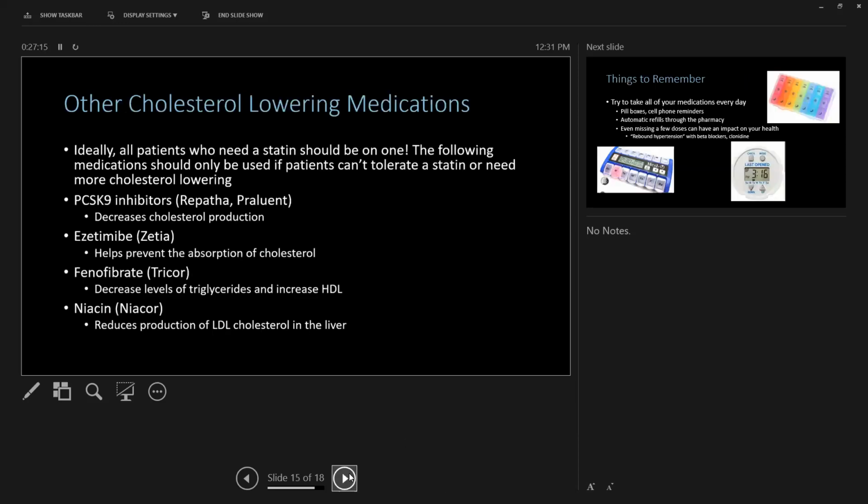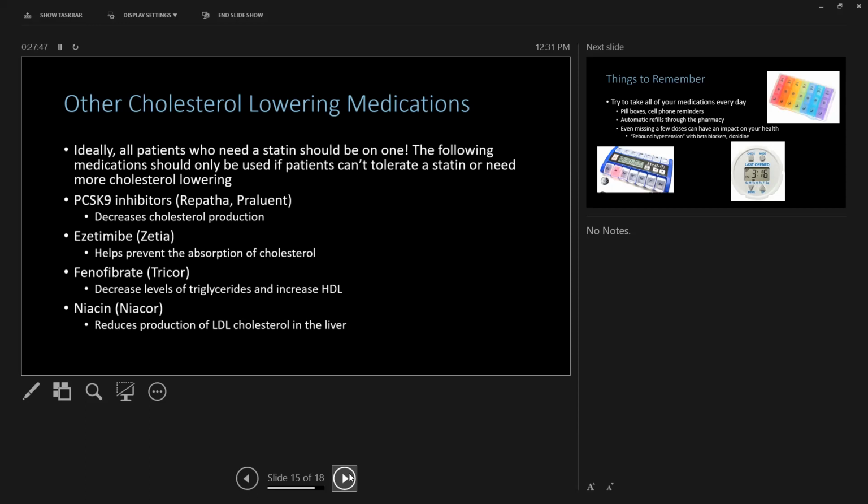And for completeness' sake, I'll briefly talk about some other cholesterol lowering medications. I know I sound like a broken record, but really, ideally, anyone that needs a statin should be on one. So these are medications that should only be used in one of two circumstances. Either someone can't tolerate a statin, maybe they're allergic, or maybe they're on a statin and they still need some more cholesterol lowering. So the first ones here are these PCSK9 inhibitors.